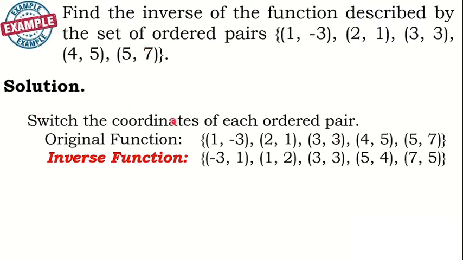The solution: switch the coordinates of each ordered pair. You just inverse them. The y value becomes the x value: negative 3, 1; the 2, 1 becomes 1, 2; 3, 3 stays 3, 3; 4, 5 becomes 5, 4; then 5, 7 becomes 7, 5. So it is just inverse.